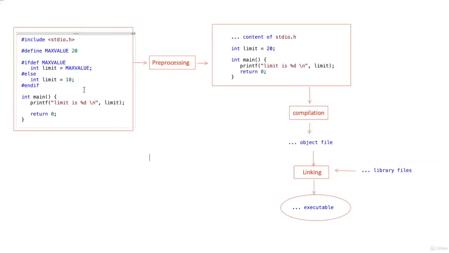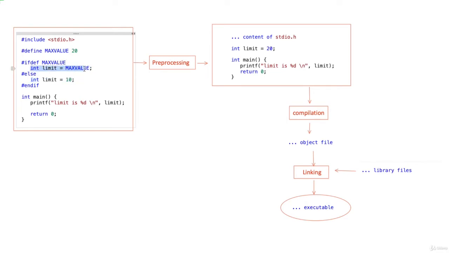So this is your program. It initially goes to the preprocessor. It passes through a preprocessing phase, and the preprocessing phase is responsible for translating everything which is directed to it. So #include simply replaces the #include stdio.h with the content of the file, and then it defines MAX_VALUE as 20. So wherever MAX_VALUE is referred, it replaces those statements with 20. And in this case, for #ifdef MAX_VALUE, if it is defined, then it expands this line. Otherwise, it expands the other line.